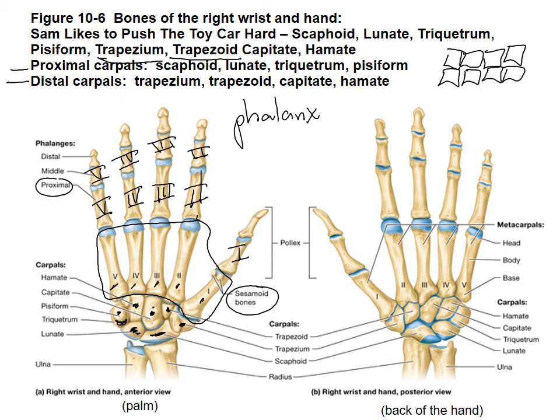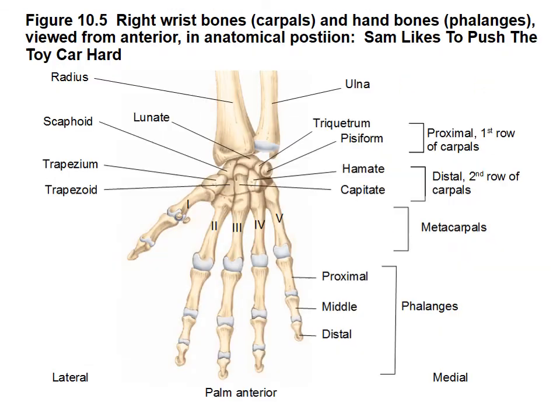And then you have distal phalanx 1, distal phalanx 2, distal phalanx 3, distal phalanx 4, and distal phalanx 5. So you have proximal, middle, and distal phalanges. And the thumb doesn't have a middle phalanx. It only has a proximal and distal. So there are the bones of the wrist and hand. So you've learned all those real fast. Pretty easy, huh?